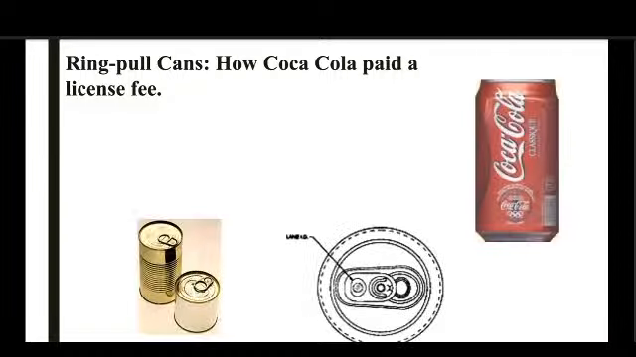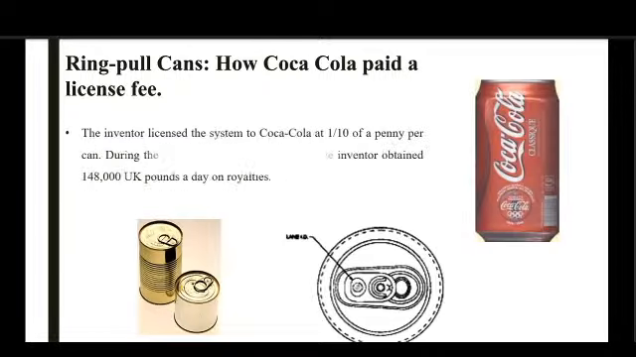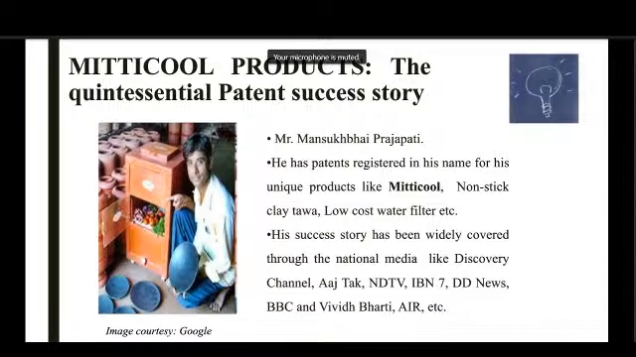So these ring pull cans of Coca-Cola, I think everybody is aware of it. The inventor of the ring pull earned one tenth of a penny per can. He licensed his invention to a big soft drink company, and while the patent was subsisting, he earned 148,000 UK pounds a day as royalty for his invention.